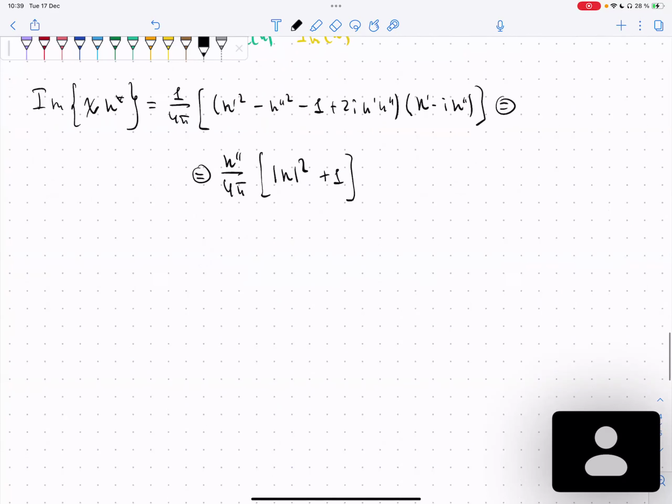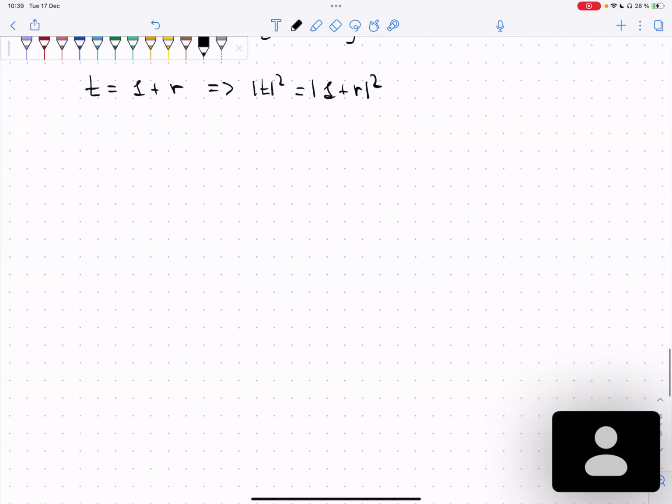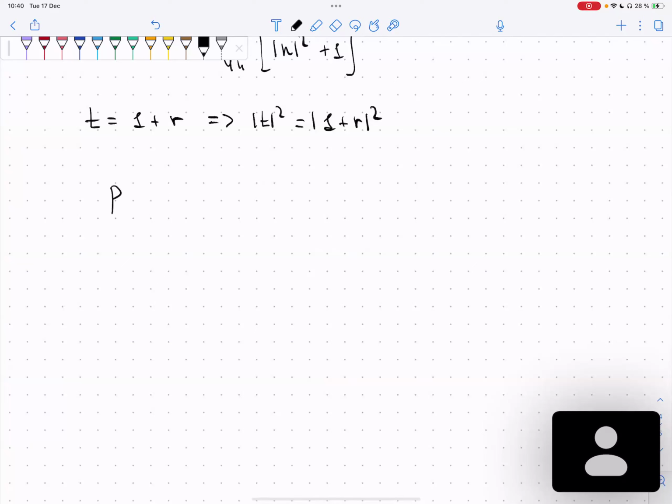And also, we know that the transmission coefficient equals 1 plus the reflection coefficient, which means that the square modulus of the transmission coefficient will be equal to the modulus squared of 1 plus the reflection coefficient. And in the end, our optical pressure will be equal to the optical Z component.